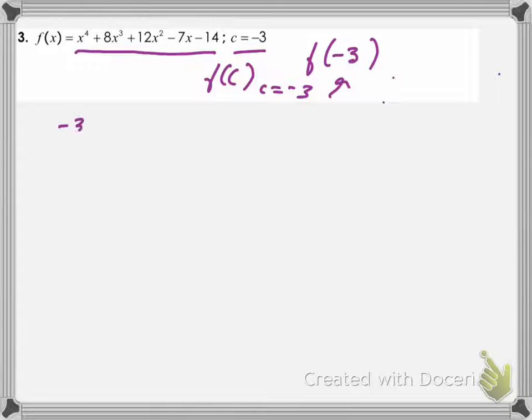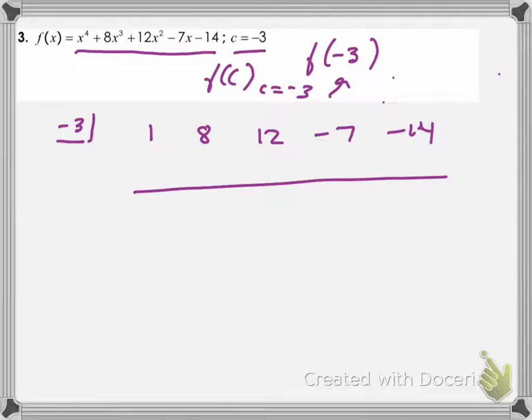We're going to put negative 3 up here in our box. And then let's make sure we don't miss any terms. It would be 1, 8, 12, negative 7, negative 14. There were no missing terms, so we don't need any zeros. Okay, we're going to do synthetic division.